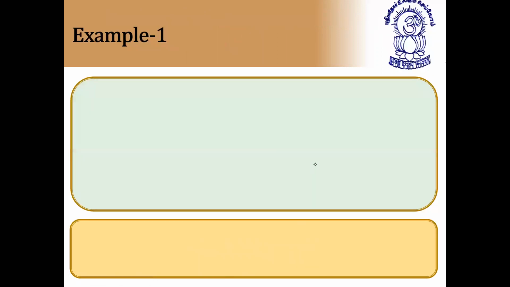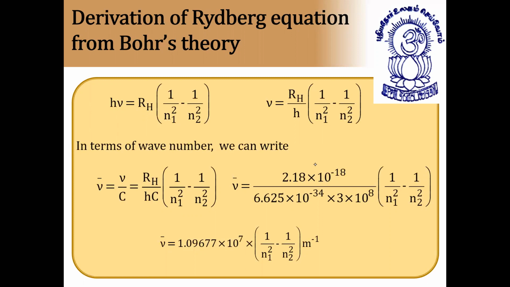Next, in this case, you see here, E is equal to h nu, RH into 1 by n1 square minus 1 by n2 square. So the RH value we already know, and in terms of wave number you can write the formula RH by hc. By substituting these values, only RH will be left over, and the remaining are all constants. So nu is equal to 2.18 into 10 to the power of minus 18 by 6.62 into 10 to the power of minus 34, which is Planck's constant value, into 3 into 10 to the power of 8, which is the velocity of light. By calculating these values, finally we got the RH value as 1.09667 into 10 to the power of 7 into 1 by n1 square minus 1 by n2 square.